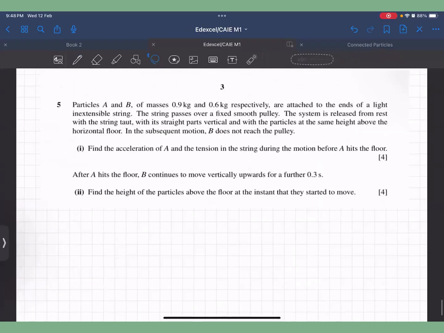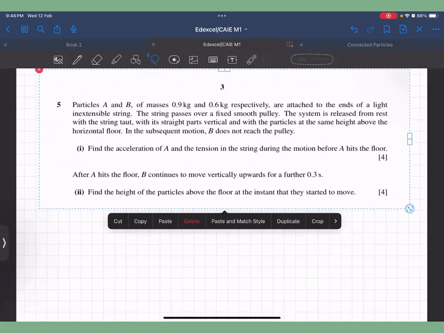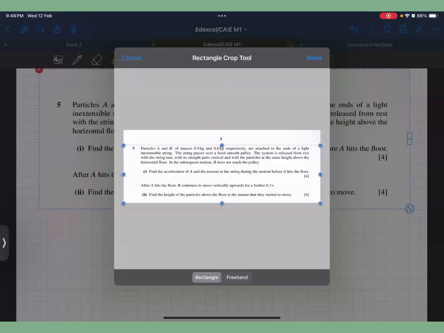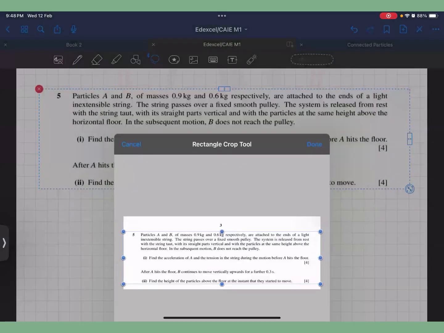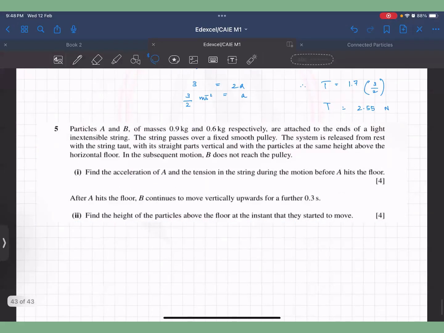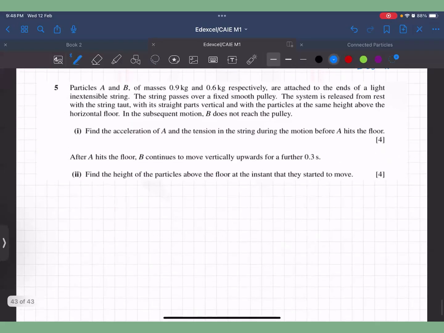Particles A and B of masses 0.9 and 0.6 are attached to the ends of a light, inextensible string. The string passes over a smooth fixed pulley. The system is released from rest with the string taut, with its straight parts vertical and with the particles at the same height above the horizontal floor.